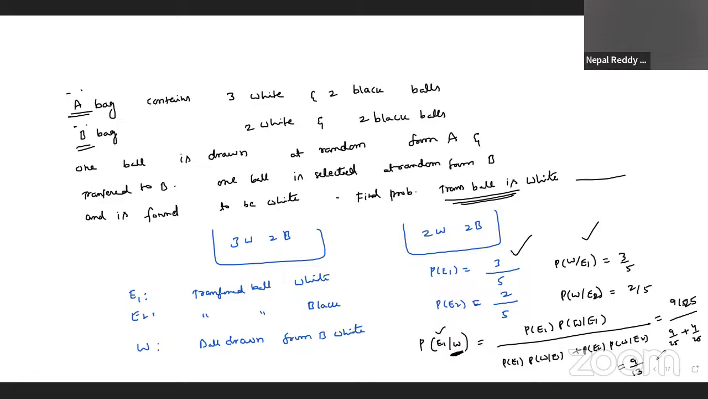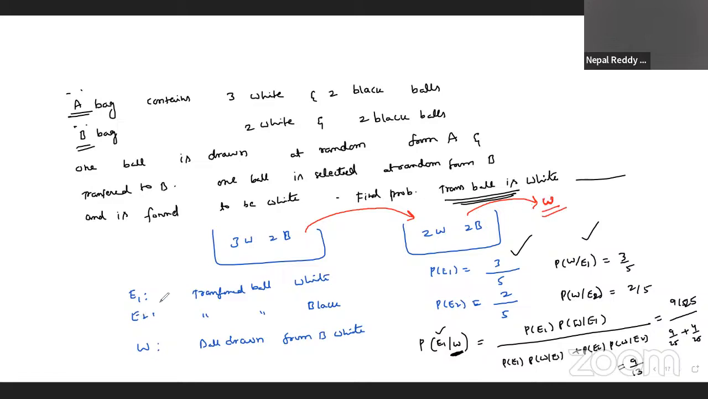The question is, a bag containing 3 white balls and 2 black balls. Another bag B contains 2 white balls and 2 black balls. Here, one ball is drawn at random from A and transferred to B. You have to select one ball from this and transfer it to the second one. One ball is then selected at random from B, and that should be white.